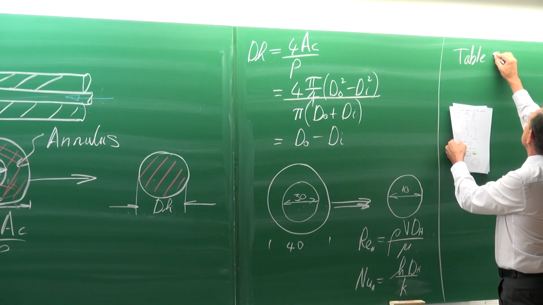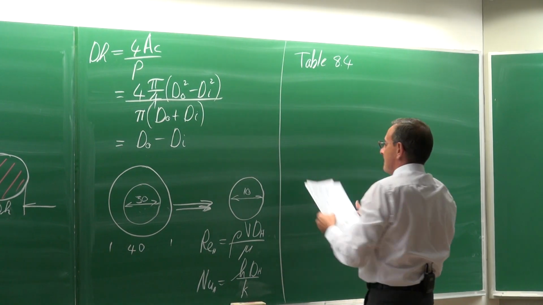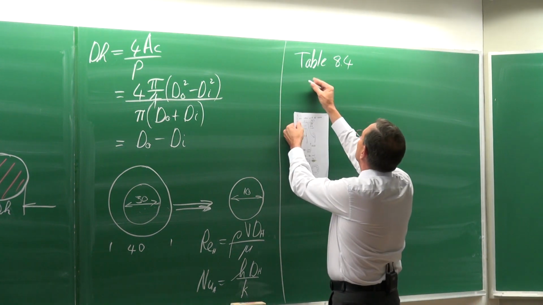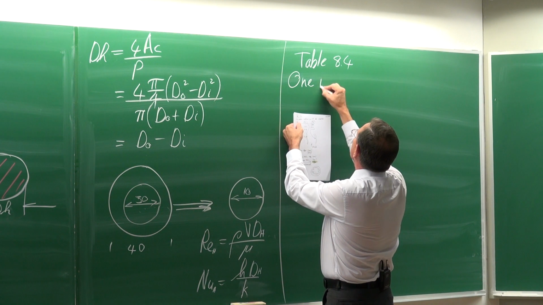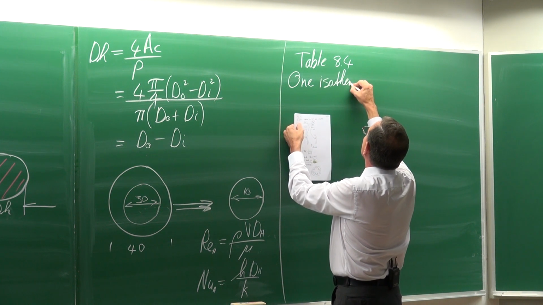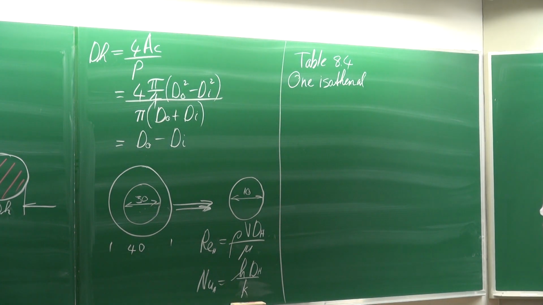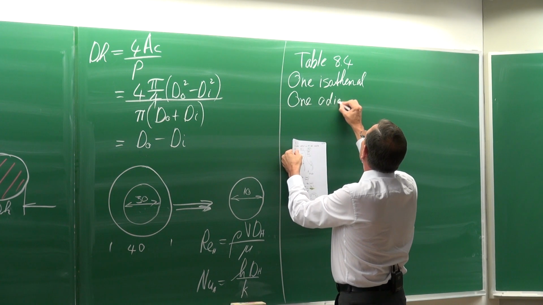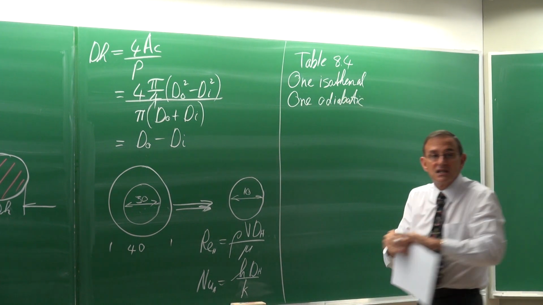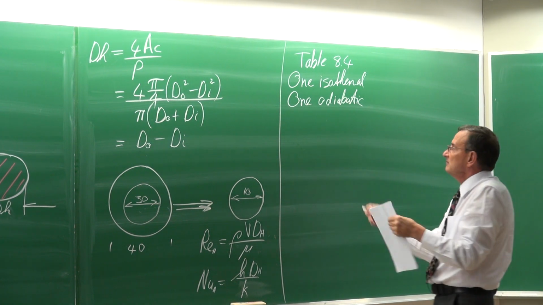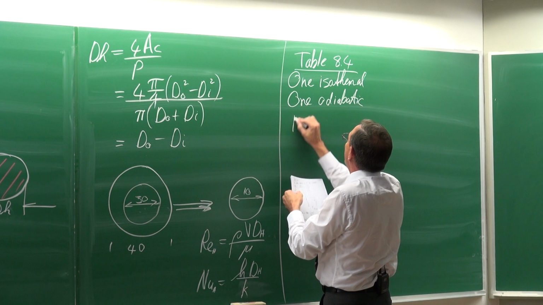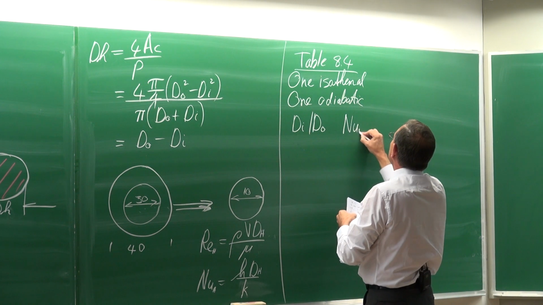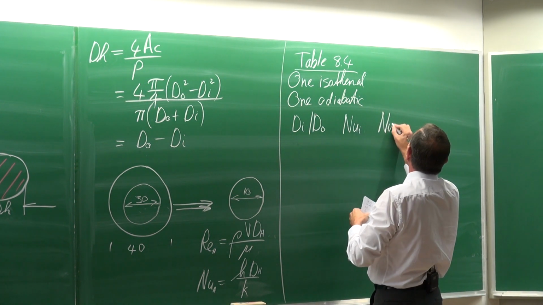Now, in your textbook, there's a table 8.4. And this table says it is valid for one surface which is isothermal. What is isothermal? The temperature is constant. And one surface which is adiabatic. What does adiabatic mean? There's no heat transfer on that surface. And the table is given in this format: the diameter ratio, and then they give the Nusselt number on the inside and the Nusselt number on the outside.